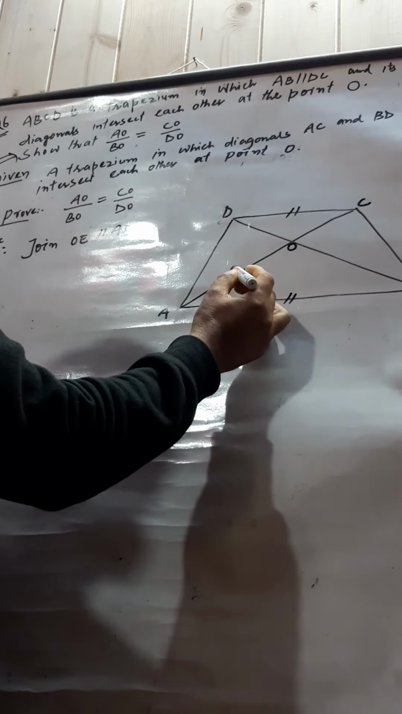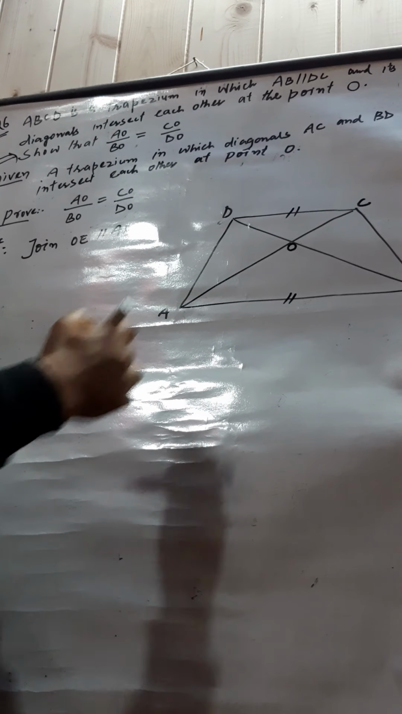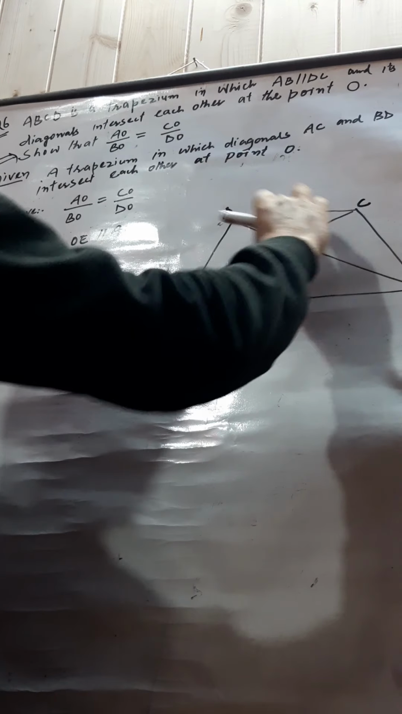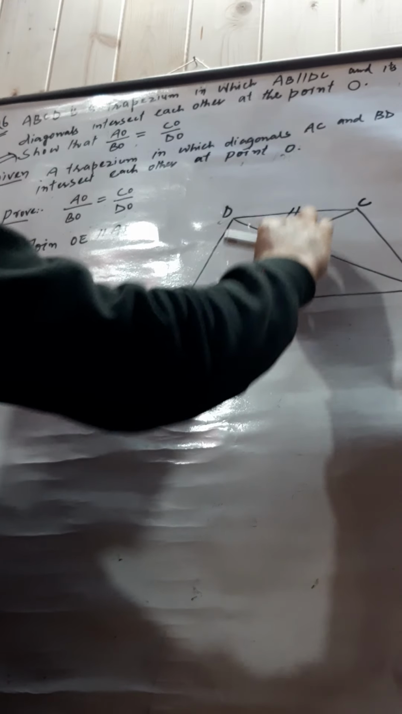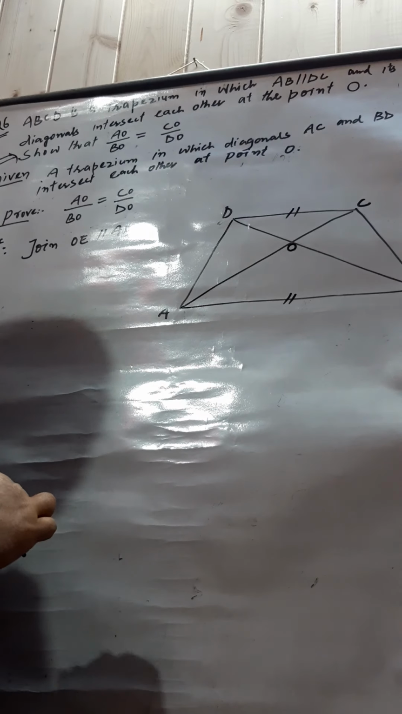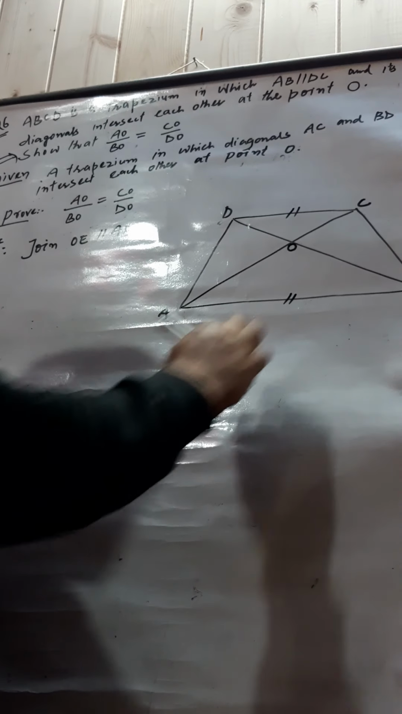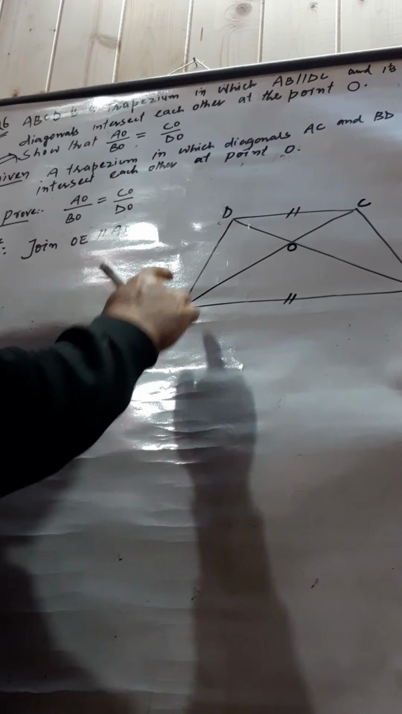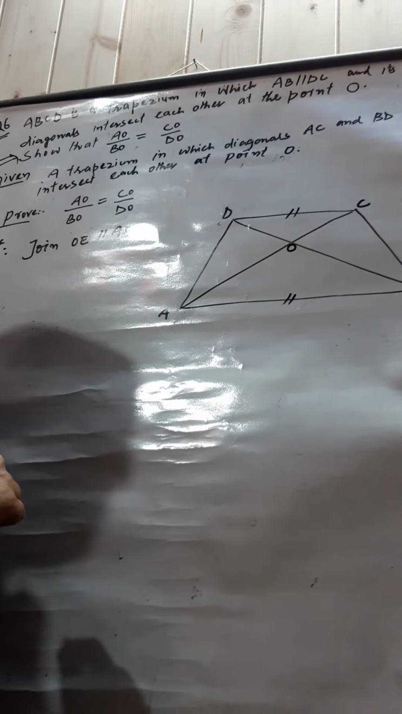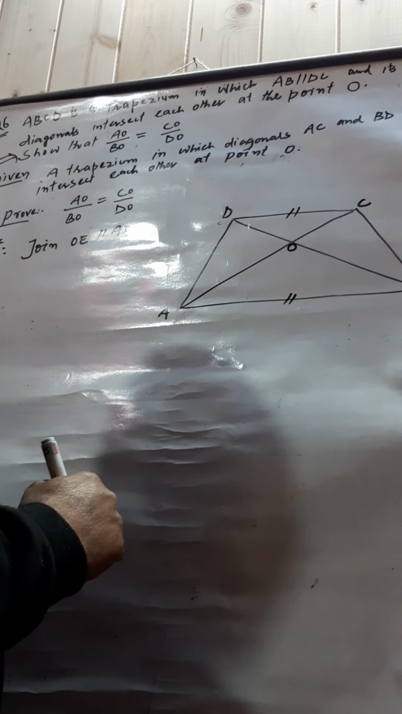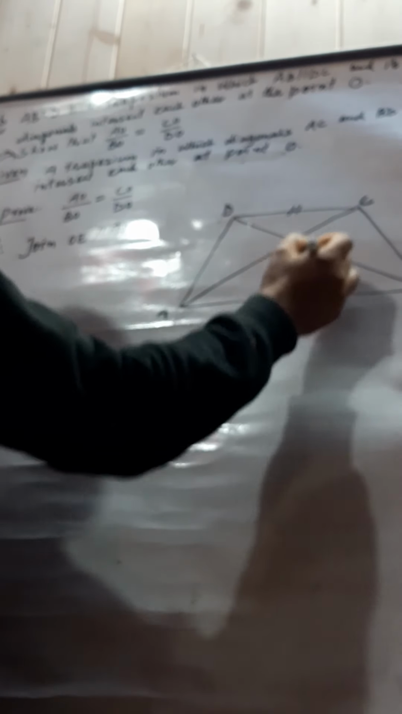And what do we have to prove? We have to prove that the diagonals of the trapezium are proportional to each other. Keep one thing in mind: a trapezium is a quadrilateral in which at least one pair of opposite sides are parallel to each other, and these parallel sides are generally called the bases of the trapezium, while the two non-parallel sides are called the legs of the trapezium. So we have to do a construction.